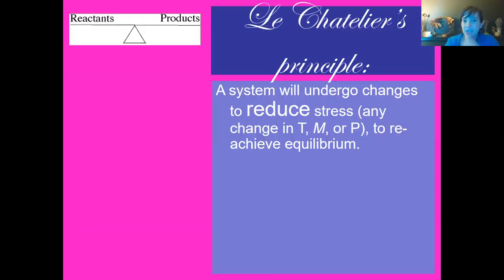Okay, so Le Chatelier's principle deals with systems at equilibrium. It says that a system will undergo changes to reduce any stress made to the system. So that means any change in temperature, concentration, or pressure. T for temperature, M for concentration or molarity, or pressure, to re-achieve equilibrium.